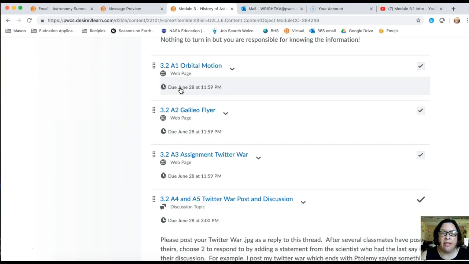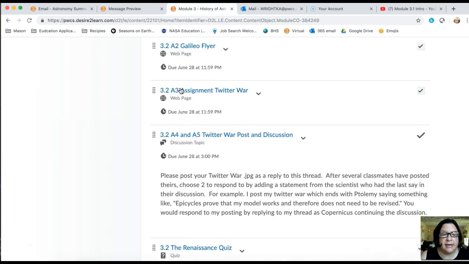The Galileo Flyer talks about the different information that Galileo found. Galileo will be coming live to your school, and he will be presenting his data to prove the heliocentric universe, and it's up to you to create a fantastic advertisement to get people to show up at that particular event. So that will be that assignment.